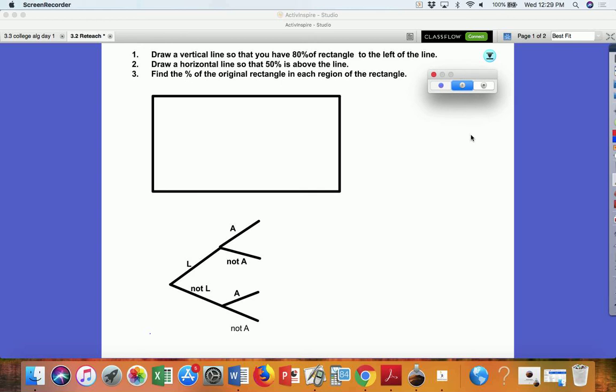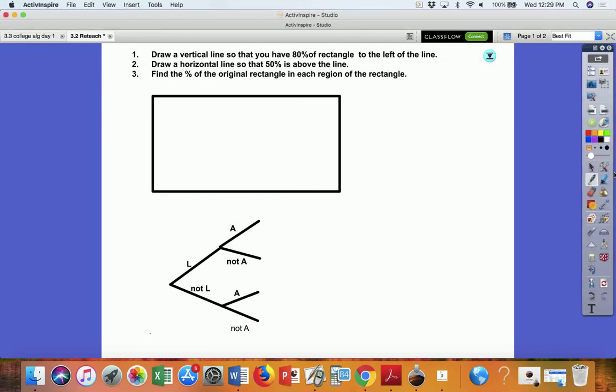Okay, so let's do number one. Draw a vertical line so that about 80% of it is to the left of that line. About 80%. Yep.